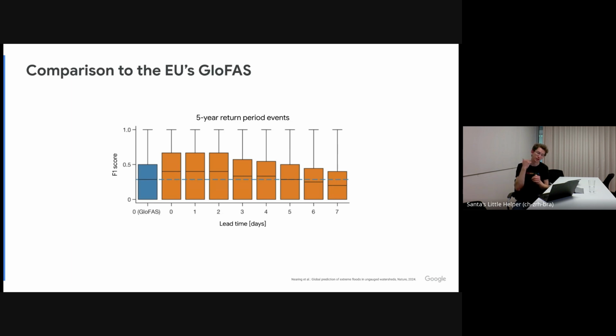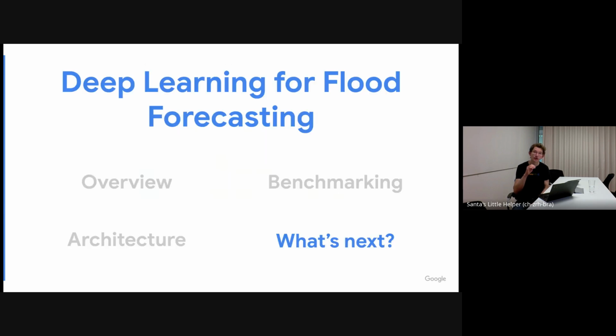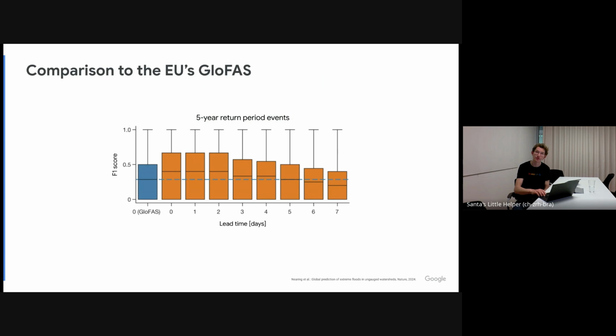We actually have a newer model, which we're estimating to be at the quality of GloFAS at around the 7-day lead time. I don't have a figure for that yet. We're hoping to publish this soon as well. So this is the benchmark. GloFAS also has different lead times. Unfortunately, we were only able to evaluate the 0-day lead time there. You can find all the details in the paper that I've written down there. It appeared in Nature: Global Prediction of Extreme Floods in Ungauged Watersheds.